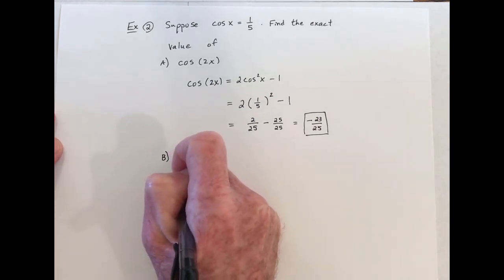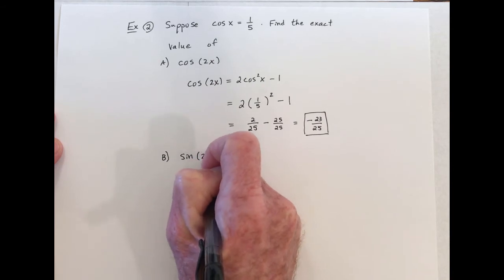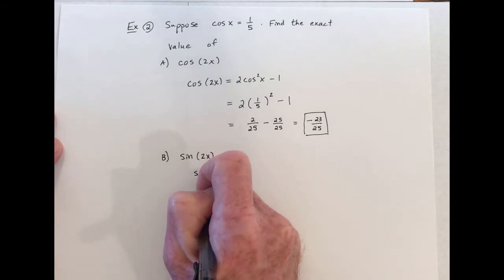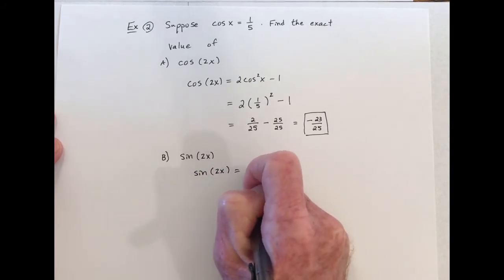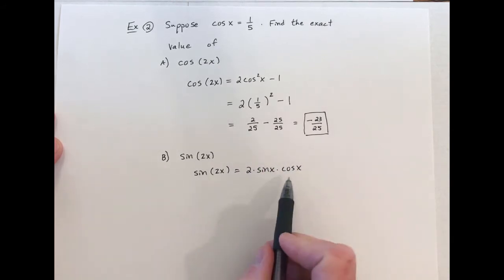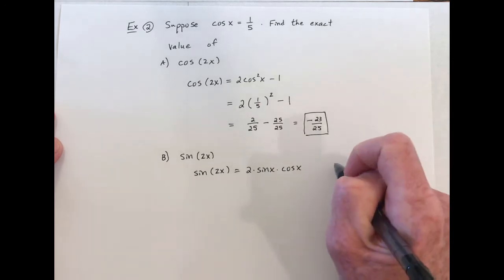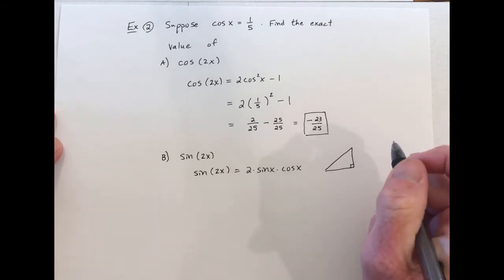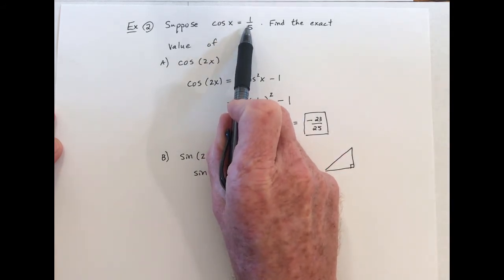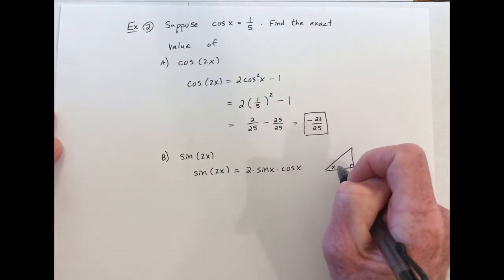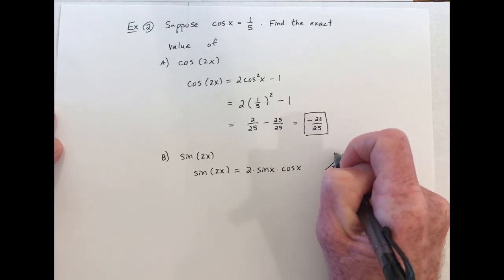Then for part B, how about sine of 2x? Well, with sine of 2x, there's only one choice. Sine of 2x equals 2 times sine of x times cosine of x. So right here, we could just substitute 1/5, but we also need to know what sine of x equals. Well, what I could do is draw a little right triangle, and because cosine is 1/5, cosine is adjacent over hypotenuse. So if this is the angle x right here, this is the adjacent and this is the hypotenuse.